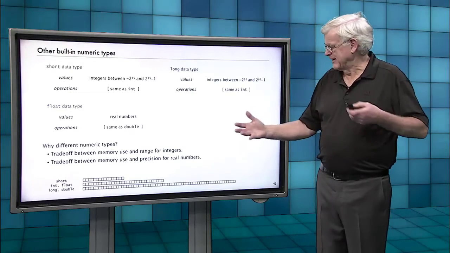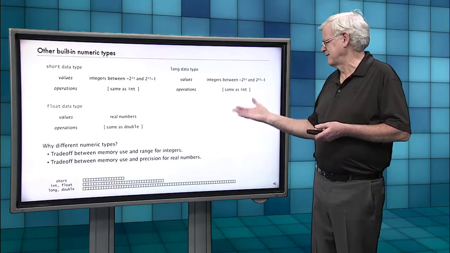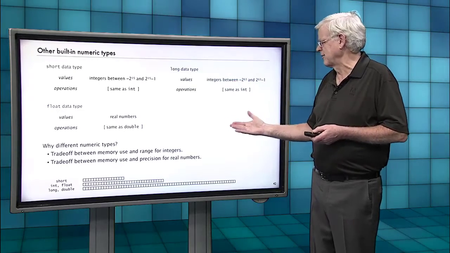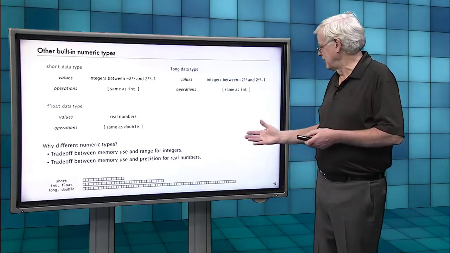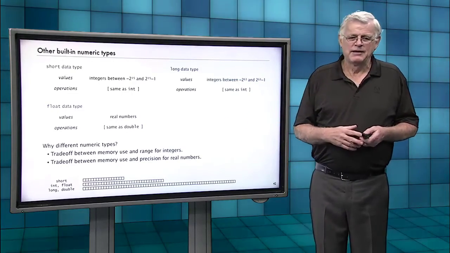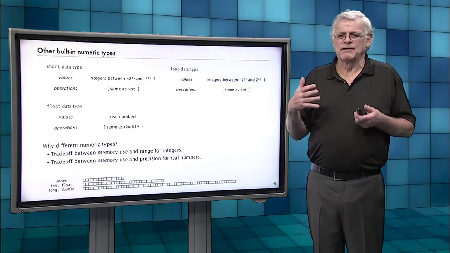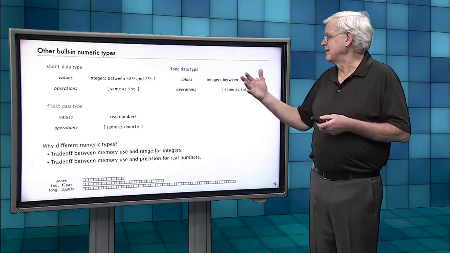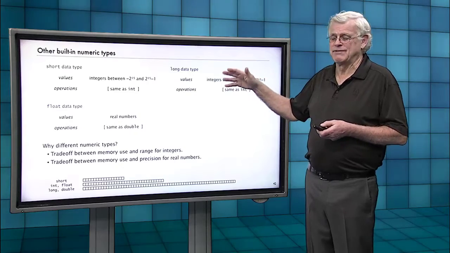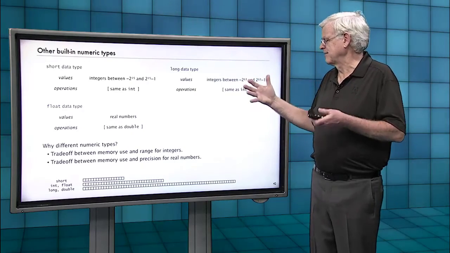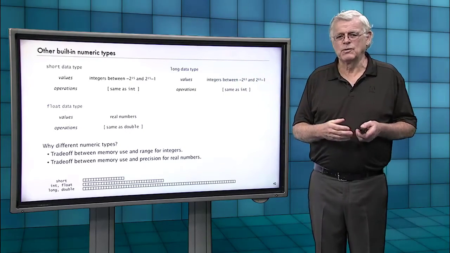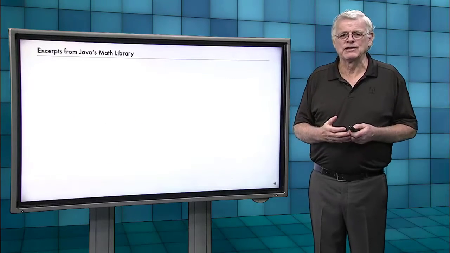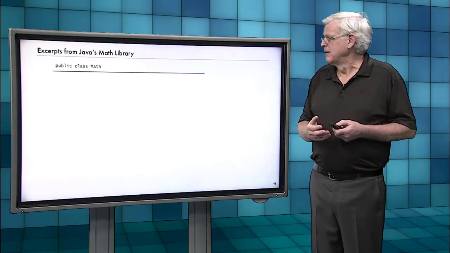Without going into a lot of detail, short is 16 bits, int and float are 32, and long and double are 64. And it's important to be aware of these kinds of restrictions and really knowing what the set of values is, because you can get into situations where it's important. And we'll talk about a situation like that in a bit.